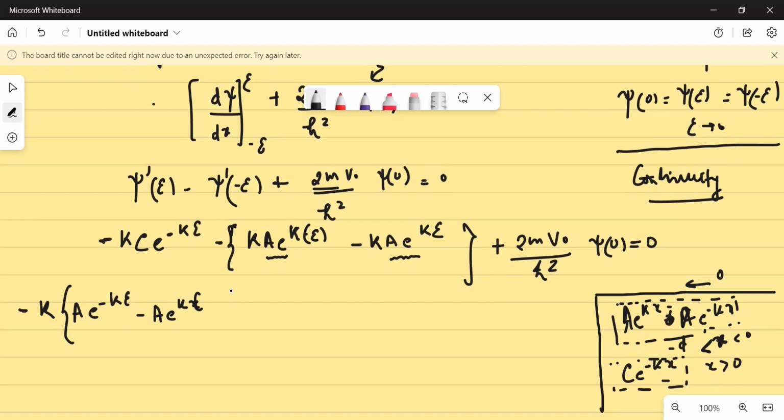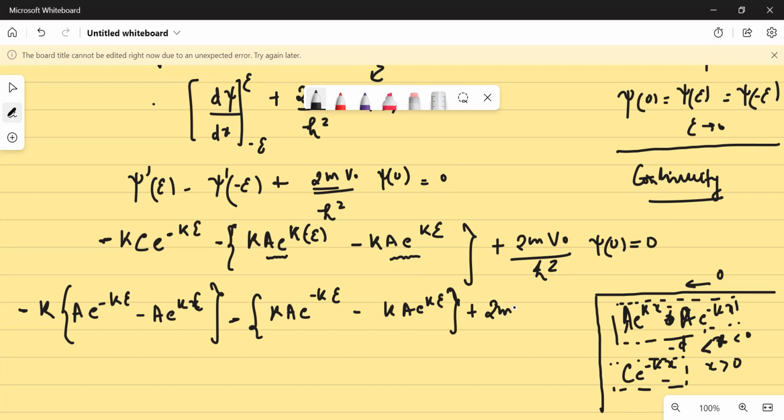So instead of this, I will write this. And then I will write this minus k A e to the power, I think this is negative. Is that so? Yes, sir. Minus negative. Yes. Minus k epsilon, minus k A e to the power k epsilon. And then you have, I think, this particular term.